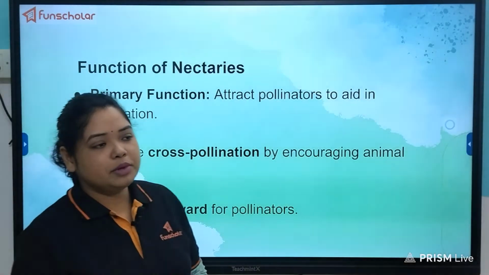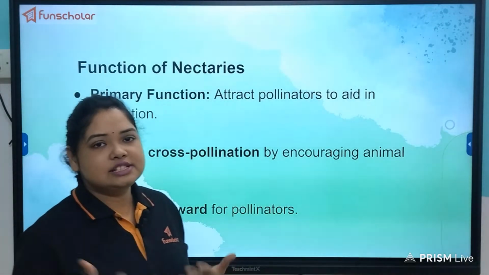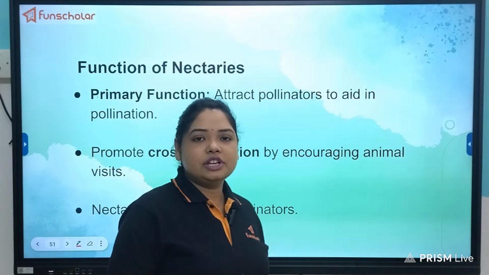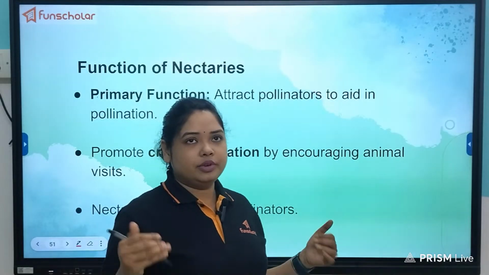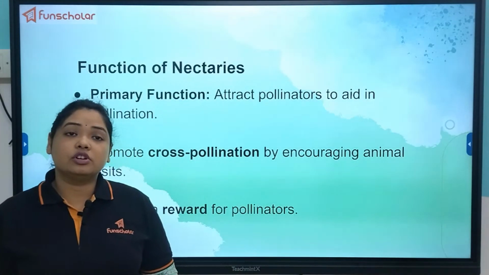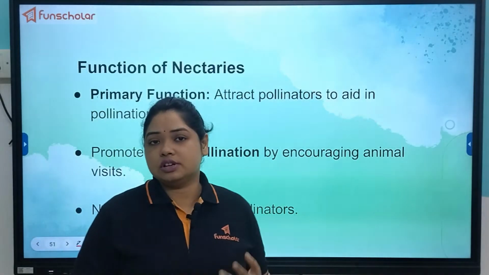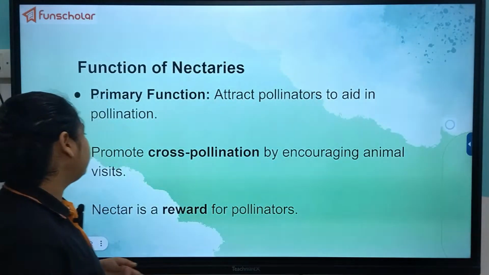That means by helping them in giving their food. So this is a symbiotic relationship in which both the organisms are benefited. The flower is benefited because they are pollinated. On the other hand, the organism is benefited because they get their food from the flower.